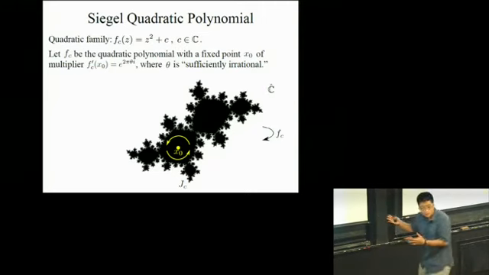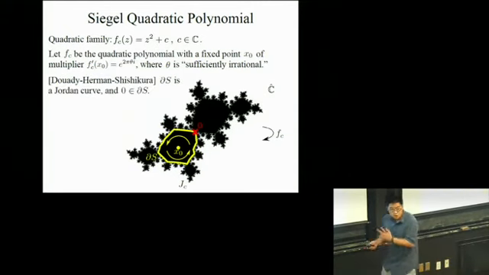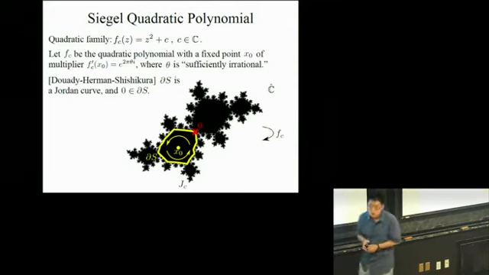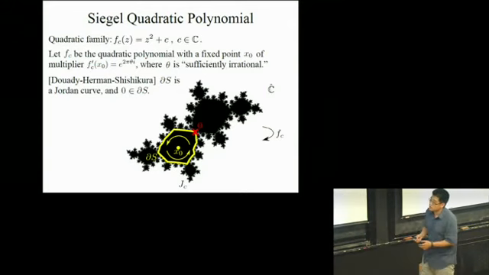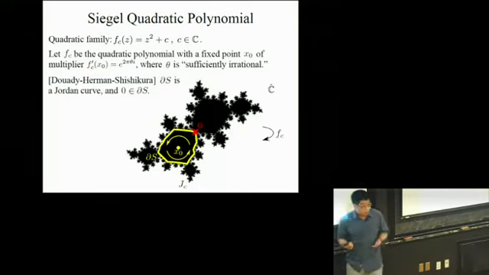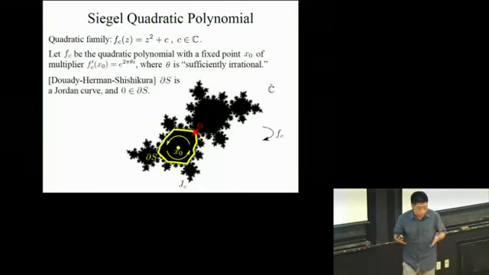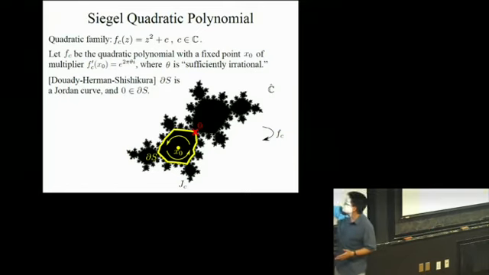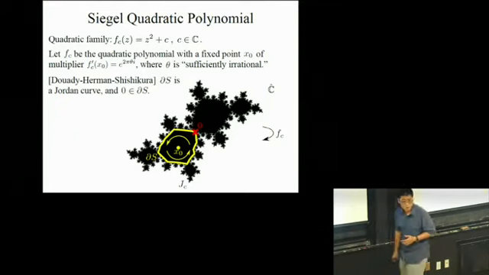A lot of work has been done on the dynamics of this polynomial, but I will highlight two results relevant to my talk. The first is a local result. It tells us what's going on at the boundary of this Siegel disk. Due to Douady, Herman, and Chichikura, we know that if theta is sufficiently irrational, then the boundary of this Siegel disk is a Jordan curve. Actually, we know more than that: it's a quasi-circle, but we won't get into it. Also, the unique critical point of the quadratic polynomial, 0, is on the boundary of this Siegel disk. So that's the local result.